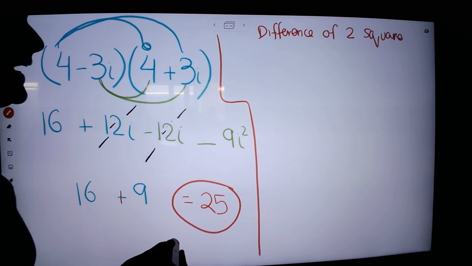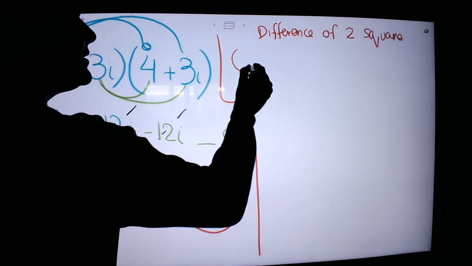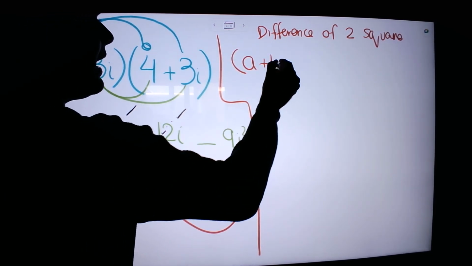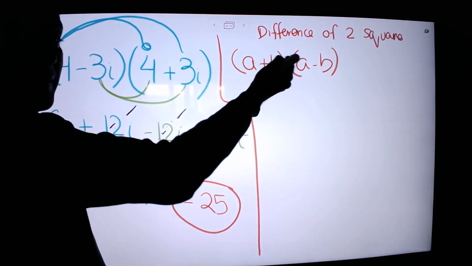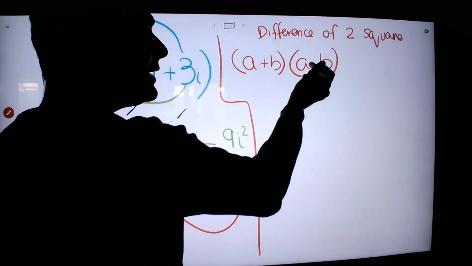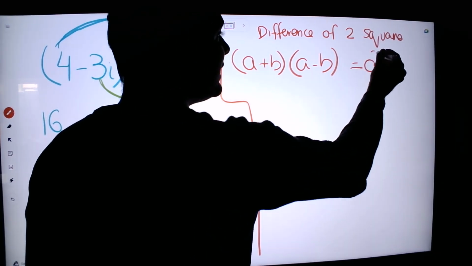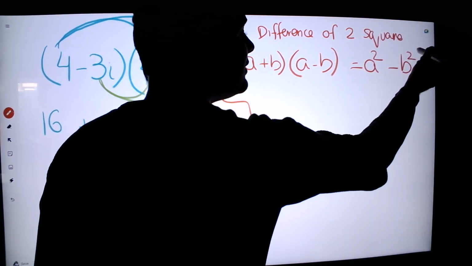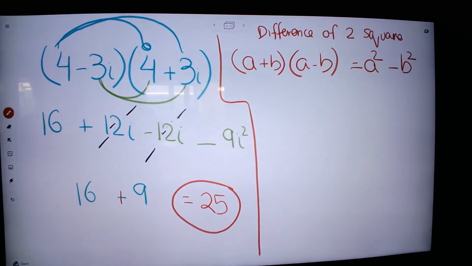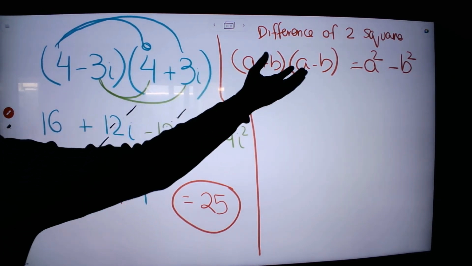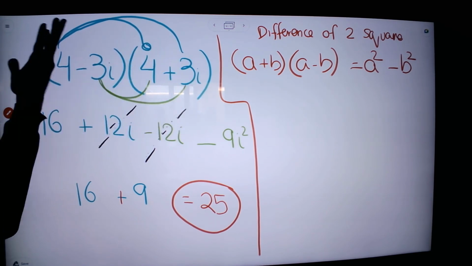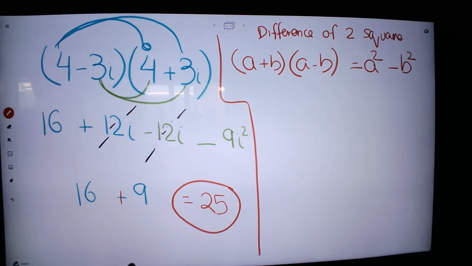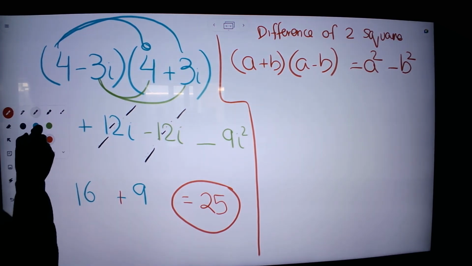The formula states that if there is a number a plus b, and then there is another number a minus b, they are exactly the same thing, but the only difference is the sign. You just square the a, minus the square of the b, and that's the answer. This is what we're going to do here, no matter whatever the order is. So this is 4 minus 3i, and this is 4 plus 3i. So what I'm going to do is the quick method.